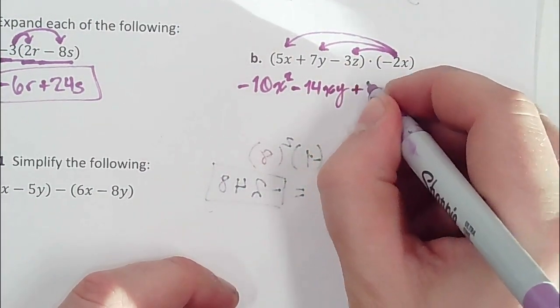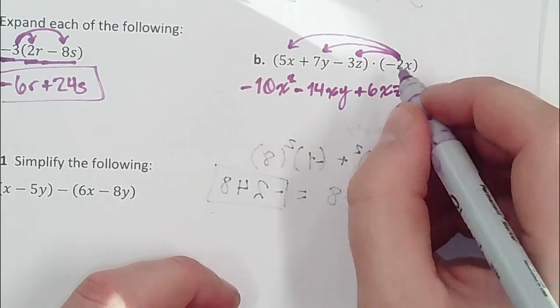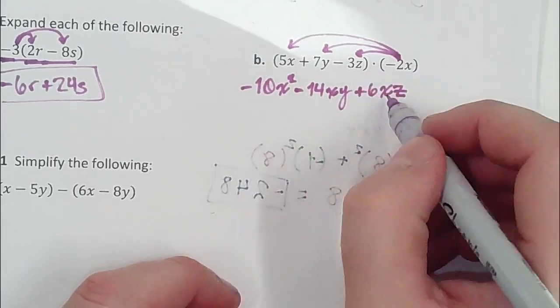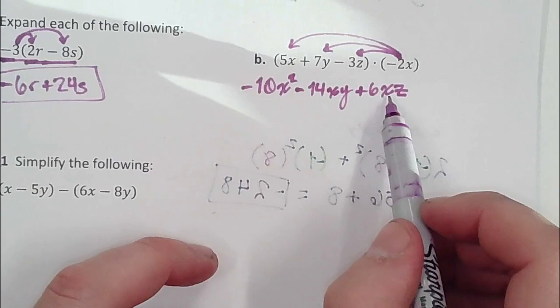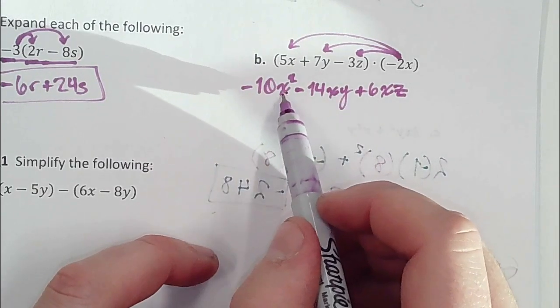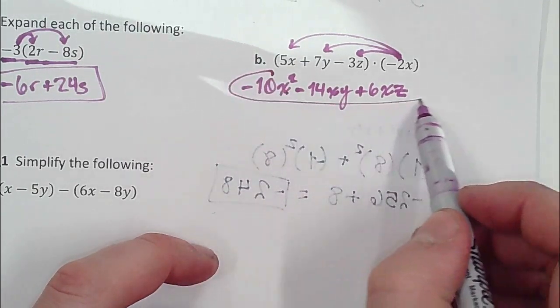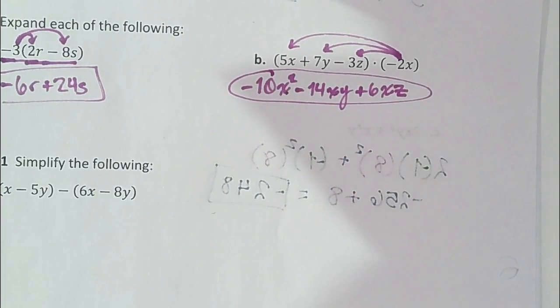Then we've got a positive 6xz, because that's what x times z is, and that's what negative 2 times negative 3 is. Notice that none of these have like terms. That's xz, that's xy, that's x squared. So we can't reduce it anymore. We're just going to leave it like that.